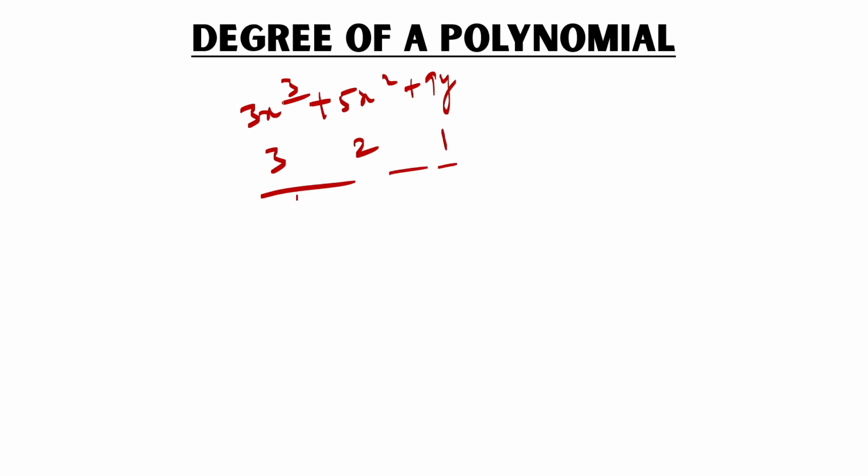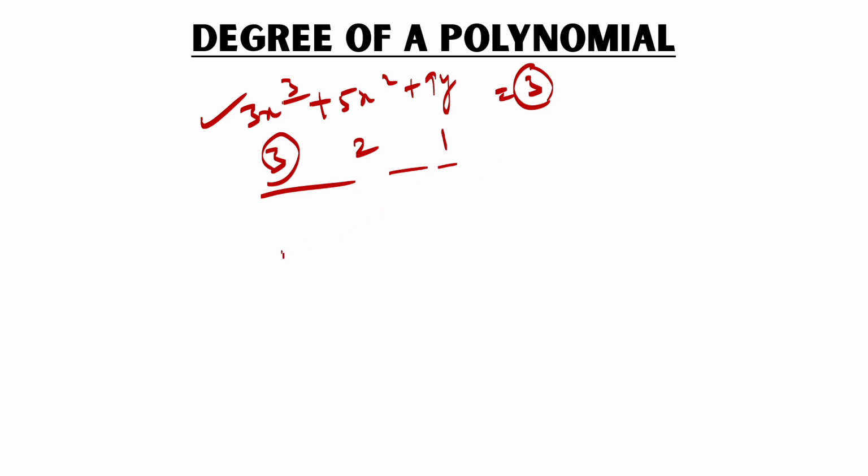What is the degree of a polynomial? So the degree of any polynomial just gives us an idea about the number of solutions to that polynomial. For instance, if we consider 3x³ + 5x² + 9y. Here, what is the power? Power of 3x³ is 3. What about 5x²? The power is 2, and the power of 9y is 1. Now the greatest of all these is known as the degree of a polynomial. Which one is the greatest? 3 is greatest. So the degree of this polynomial is 3.